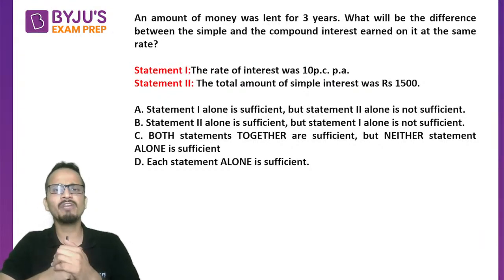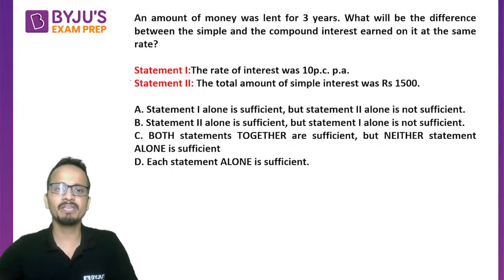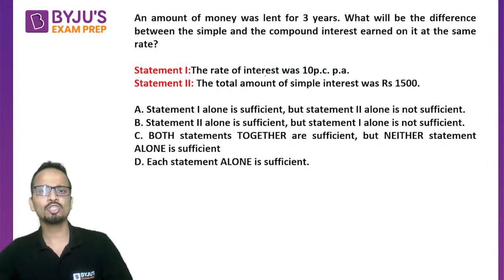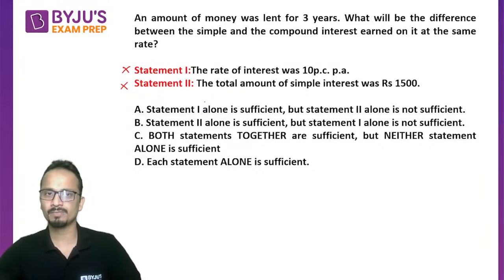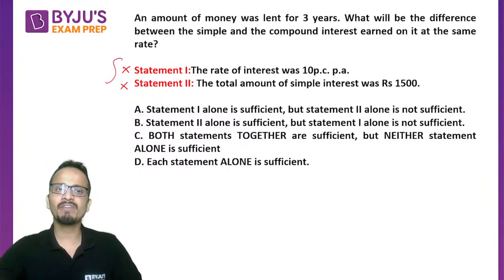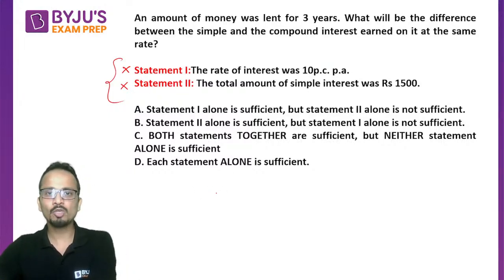Now, first of all, obviously we'll need the rate of interest. The first statement is giving us the rate of interest, but it is not giving us anything else, as the principal is not known. Simple interest of any of the years is also not known. So statement number 1 alone is not sufficient. Similar is the reason for statement number 2 being not sufficient, because in statement number 2 we don't know the rate of interest. Okay. Now I have to see if I combine these two statements, will I be able to get the answer or not? Now statement number 2 alone says that the total simple interest is 1500.